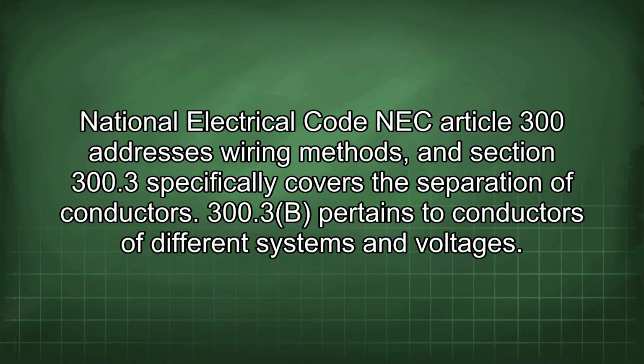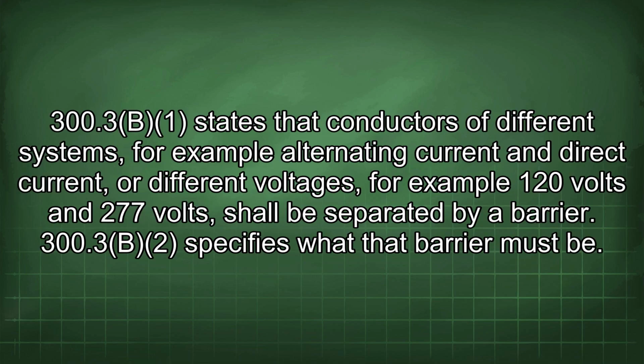National Electrical Code NEC Article 300 addresses wiring methods, and Section 300.3 specifically covers the separation of conductors. 300.3b pertains to conductors of different systems and voltages. 300.3b states that conductors of different systems, for example alternating current and direct current, or different voltages, for example 120 volts and 277 volts, shall be separated by a barrier.